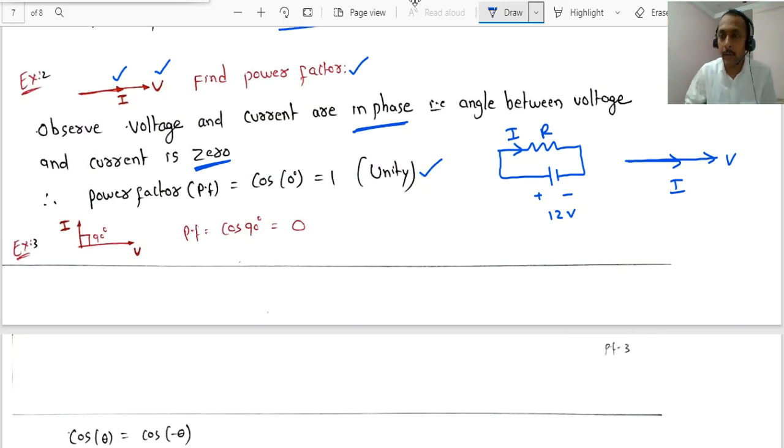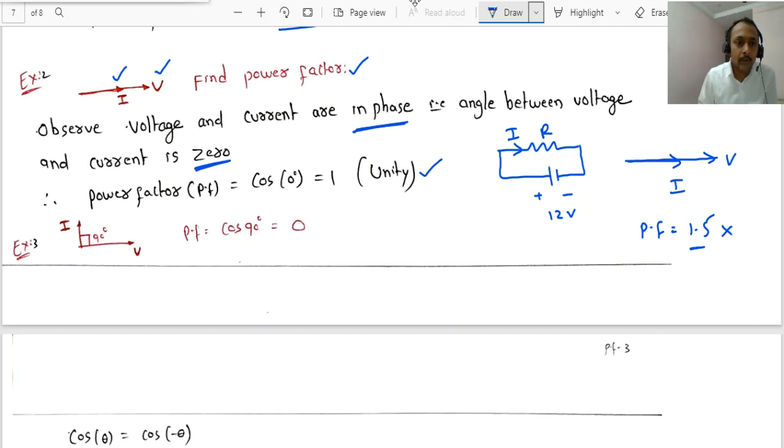That is the maximum power factor value you can expect. You can't say somewhere the power factor equals 1.5, that is meaningless. Under any circumstances you won't get 1.5. The maximum it can reach is 1. Okay, good. Now, power factor cos 0 is 1, unity.